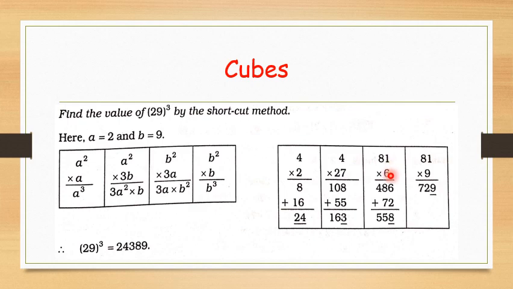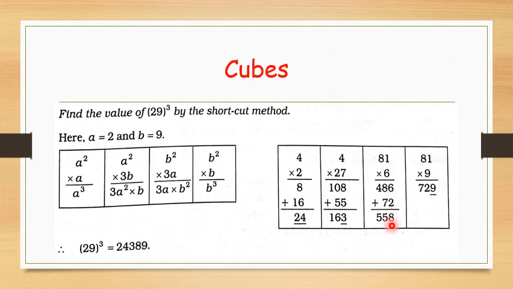Now 81 into 6, that is 486. Now b cube, 9 into 9 into 9, that is 729. So now we have to write the first digit of the first column, that is from the right side. So we have to write here 9, then just add this 72 on the second column value, that is 486 plus 72, it makes 558.